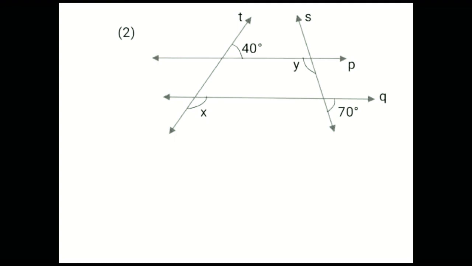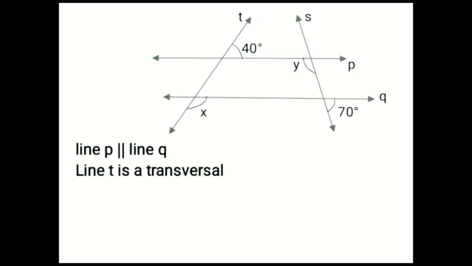In the question, write what is given. Line P is parallel to line Q. First, which transversal line is given? Line T. So write that first. Line T is a transversal. On line T which angles are given? 40 degree, and angle X you have to find.